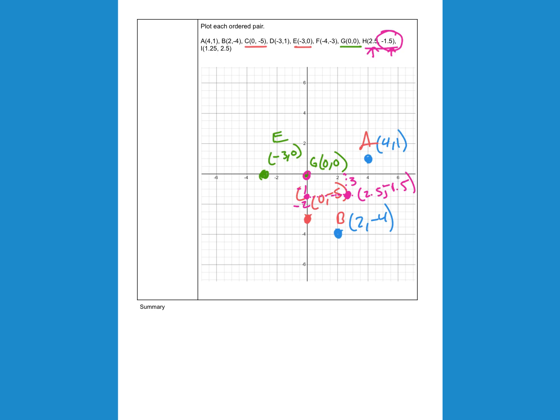So if you have decimals, then you just have to estimate on your graph where you feel like that decimal is going to be. When it's half like this, that's not so bad to estimate. It's right in between. But you might get some crazier decimals like 0.75, 0.82, 0.91, whatever it happens to be. Just estimate where you think those decimals need to go.